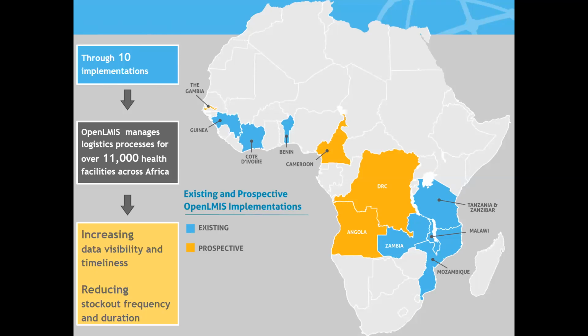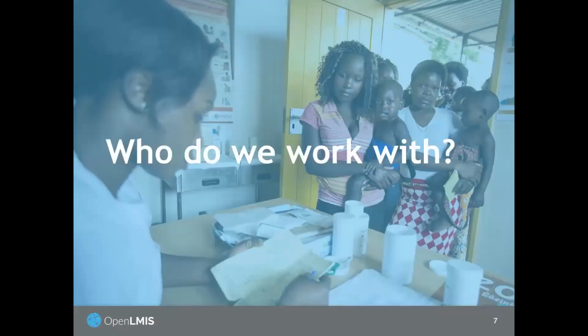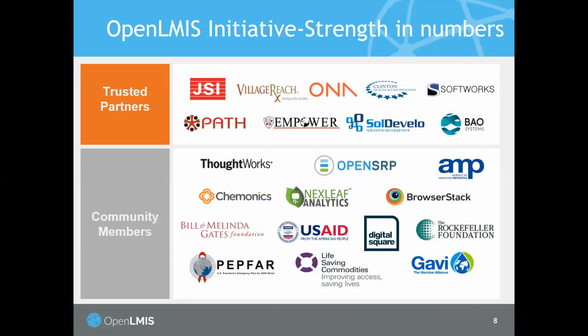Just to give you an example of our overall scope, OpenLMIS manages logistics processes for over 11,000 health facilities across Africa. And that number is growing every day as we continue to expand. To answer the quick question of who we work with, we work with governments, funders, and implementing partners to develop the OpenLMIS software and to deploy it on the ground in countries.